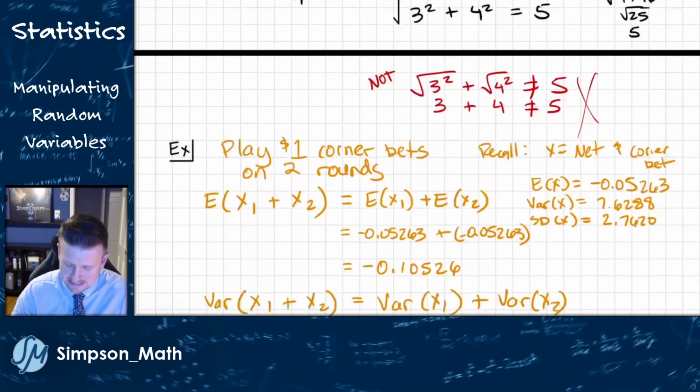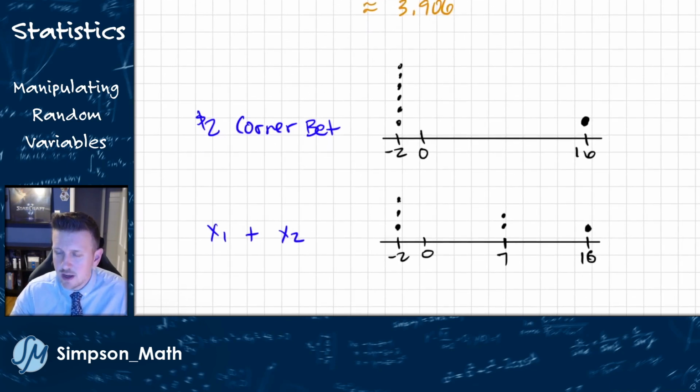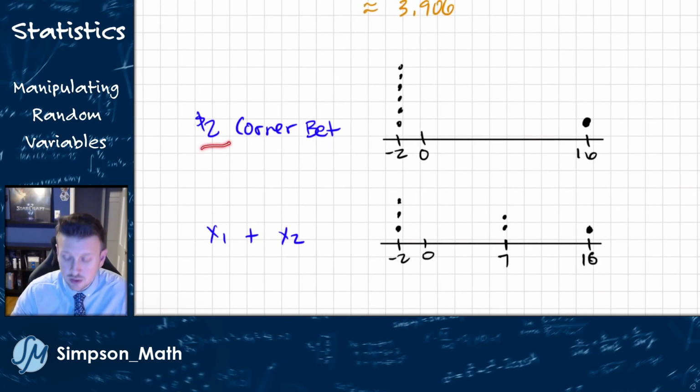Let me help you visualize that. I pointed this out a second ago in words, but now it is visual. If I did a $2 corner bet, again, we're going to get 16 or -2. Technically, there would be 4 ways to get the 16 and 34 ways of getting the -2. I just didn't draw it to scale, but this is way taller than this. So a whole lot more options to get -2 than the 16.